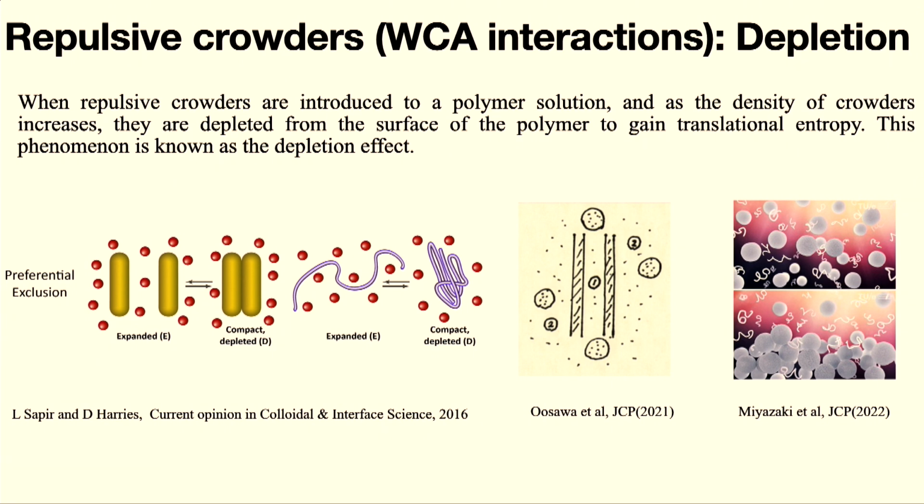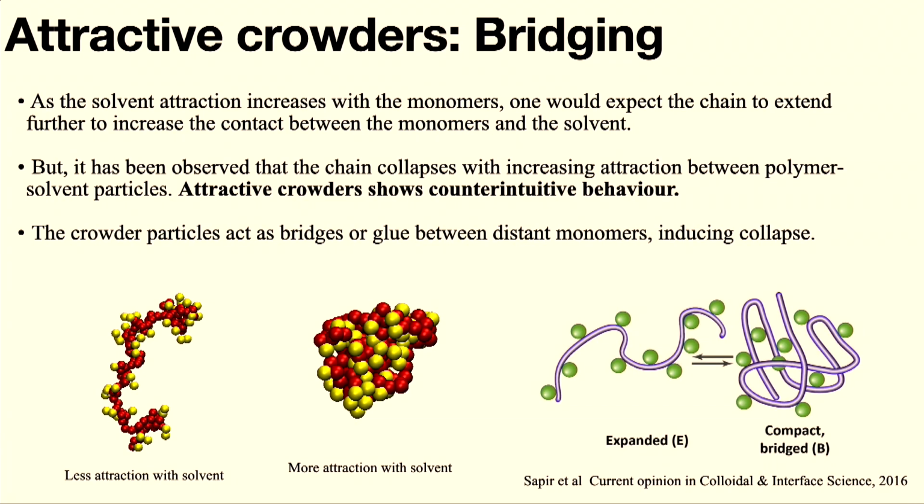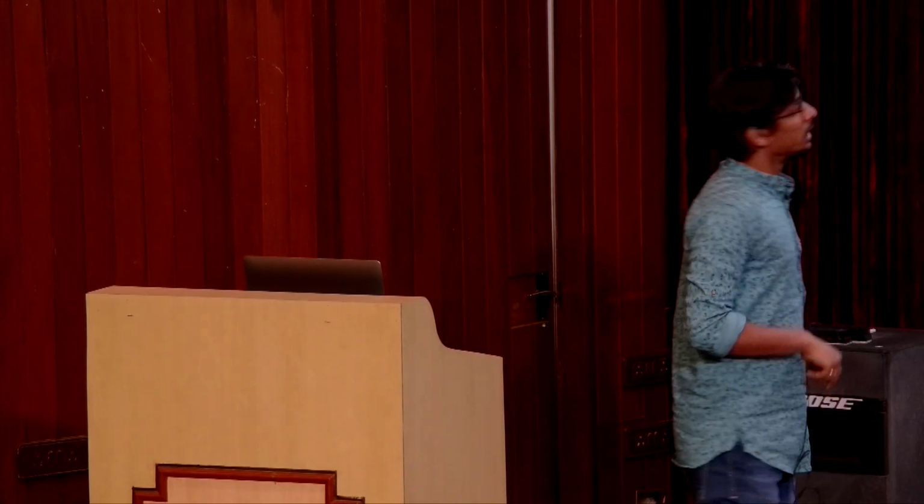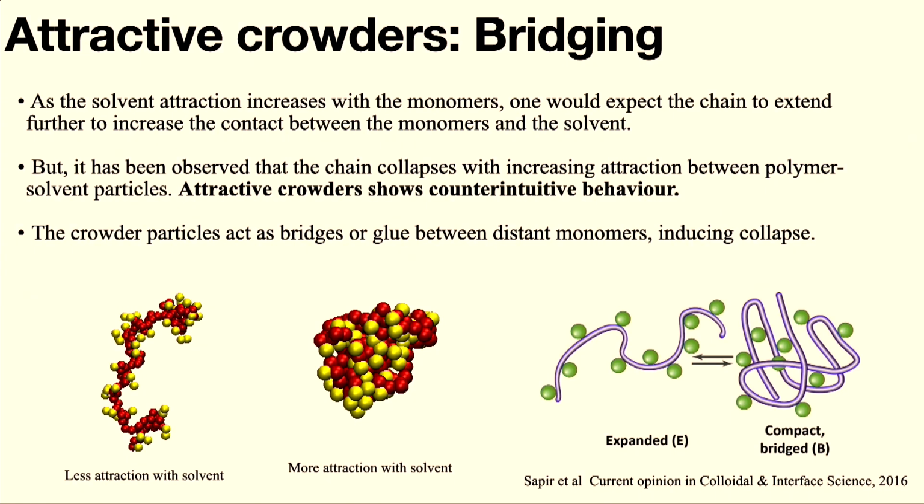So you can see that as the density is increased, the Crowders are depleted from the surface to make the chain collapse, right? The other interaction a Crowder can have with the polymer chain or monomer is attraction. Typically, one would think that if the Crowder has an attraction with the monomers, the chain would like to be in the extended form, by the same logic I gave for the good solvent condition, that they want to be in more contact with the Crowder particles.